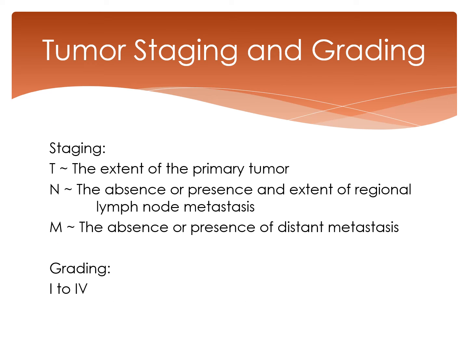Here's the tumor staging and grading guide. This is typically done for each type of cancer. Staging includes T, the extent of the primary tumor, N, the absence or presence and extent of regional lymph node metastasis, and M is the absence or presence of distant metastasis.